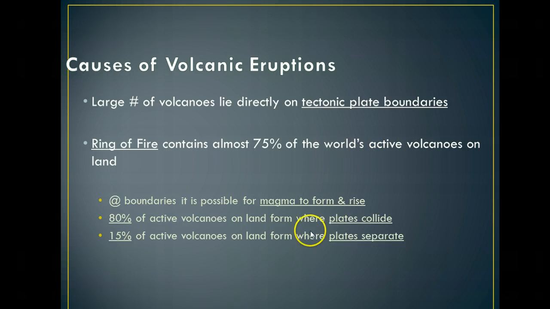So down here, at boundaries, when two tectonic plates meet, especially when one is diving underneath another one, it is possible for magma to form and rise. It's kind of like getting air bubbles stuck in something. 80% of active volcanoes on land form where plates collide. Now, collide means where they are coming together. 15% of active volcanoes on land form where plates separate.